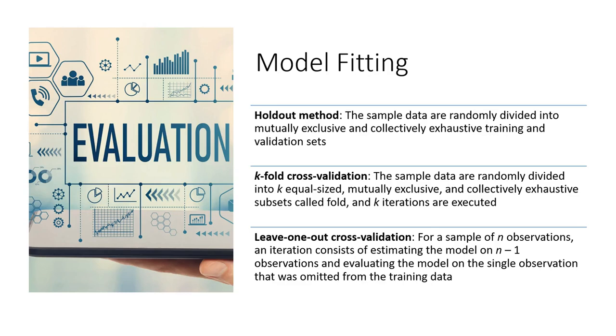Another one we have is leave one out cross-validation. It's very similar to K-fold cross-validation. The difference is that you have n minus one folds. So basically when you're dividing your data set up, it's everything but one observation. So for a sample of n observations, an iteration is going to estimate your model on all of them but one. And it's going to evaluate the model on the single observation that was omitted from your training data.